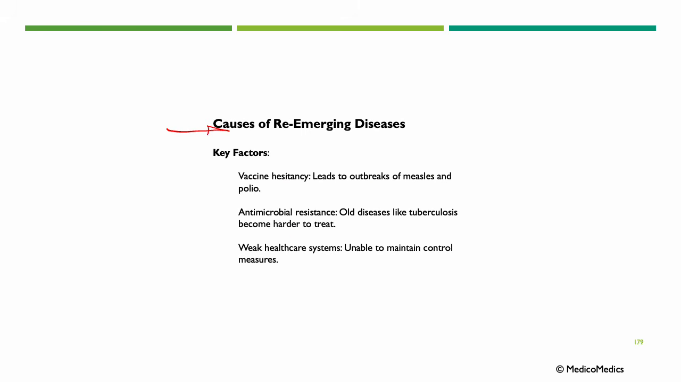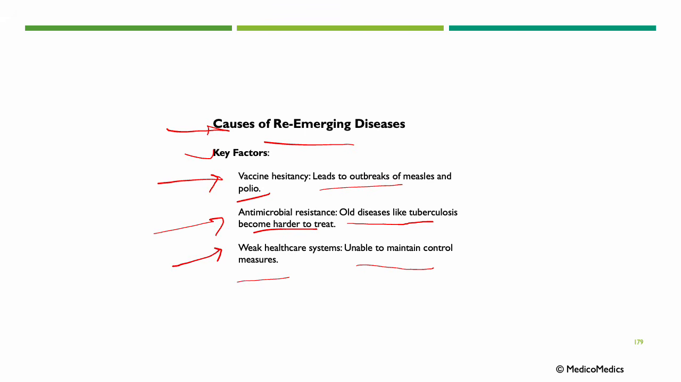Now, what are some causes of re-emerging diseases then? Some key factors mentioned are vaccine hesitancy, which leads to outbreaks of measles and polio. Antimicrobial resistance, so old diseases like tuberculosis become harder to treat. And weak healthcare systems, unable to maintain control measures.